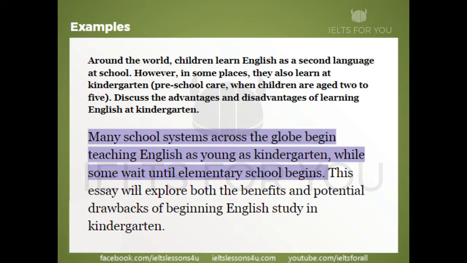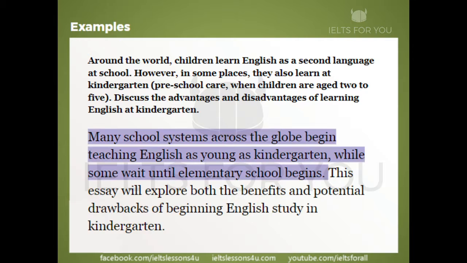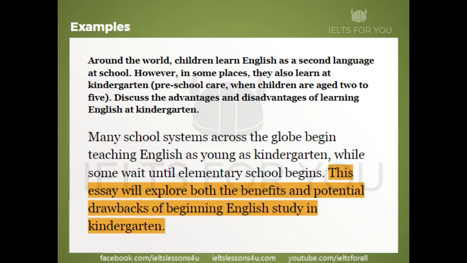Okay? When you introduce both sides of a topic, the reader naturally wants to know what you think. So this is setting up what comes next. This essay will explore both the benefits and potential drawbacks of beginning English study in kindergarten. So do we have a thesis here? No. Right, the prompt is a discussion or advantages, disadvantages prompt without opinion. So we have no thesis, but we have a nice clear outline. So what we have is setup and outline, 2 sentences.